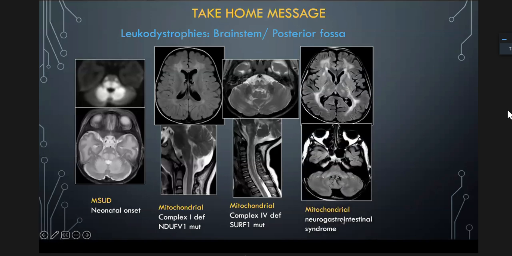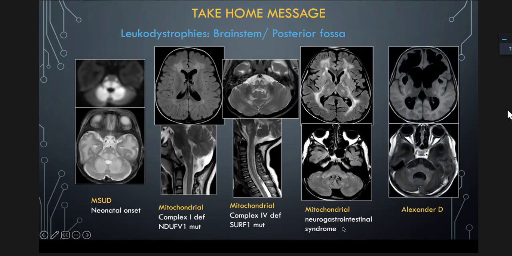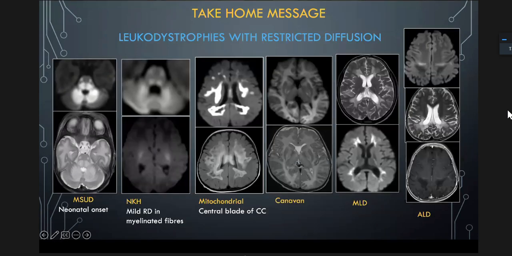Then we have a child with IBD who actually had a mitochondrial inborn error of metabolism, so mitochondrial neurogastrointestinal syndrome, with brainstem and posterior fossa involvement. Alexander will also have brainstem involvement, and there will be areas of enhancement. But remember, this will have frontal predominance in the supratentorial brain.